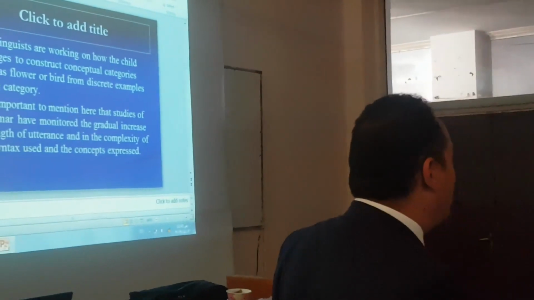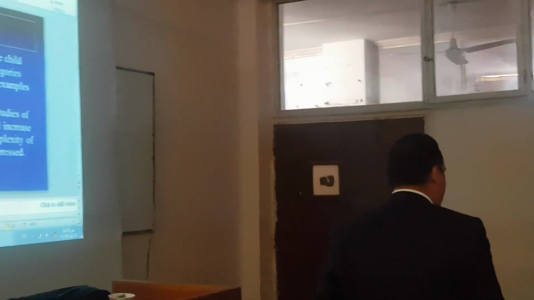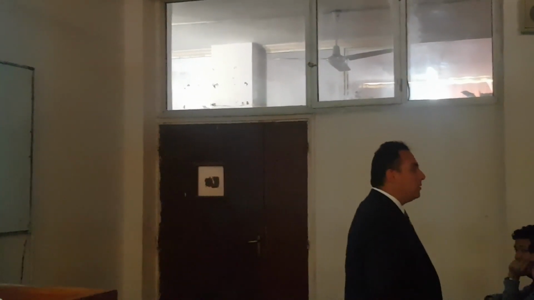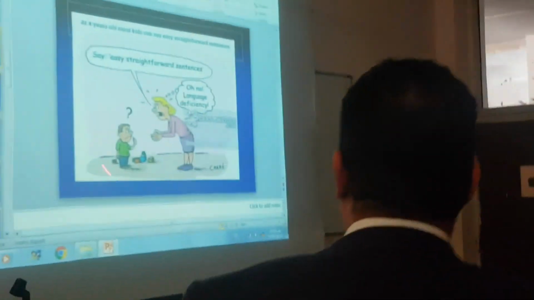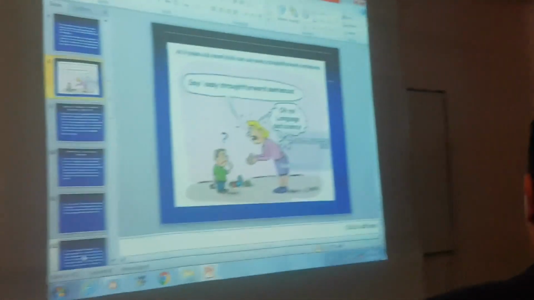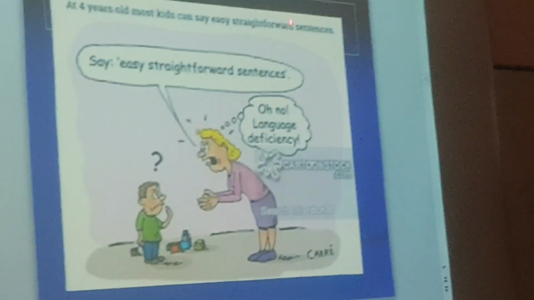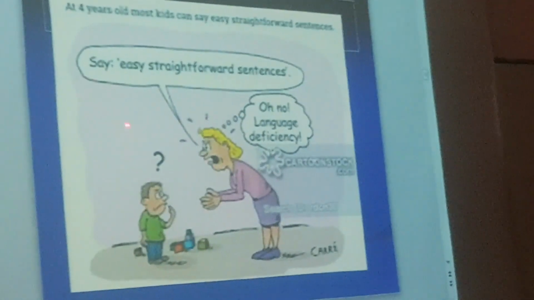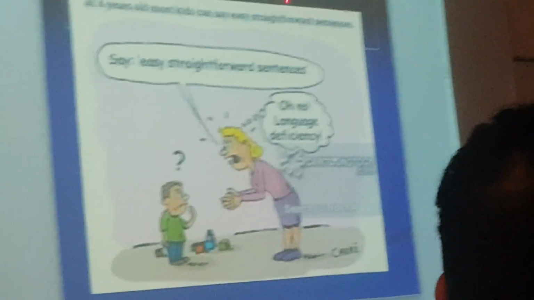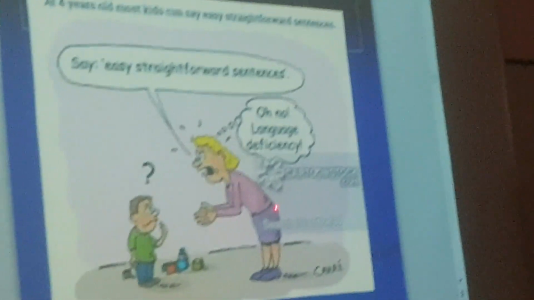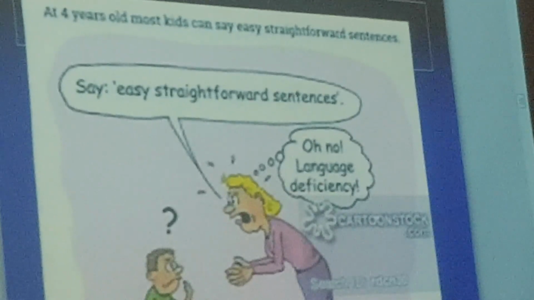We usually say, all right guys, please read the sentence, and I would like you to produce a straightforward sentence. But the question is, how could the children understand that? I would like today to invite all of you to see another cartoon that I have for you. At 4 years old, most kids can say easy, straightforward sentences. Look here at the first part. Say easy, straightforward sentences. And he doesn't understand anything here. Now his mom is saying, oh no, it is language deficiency.